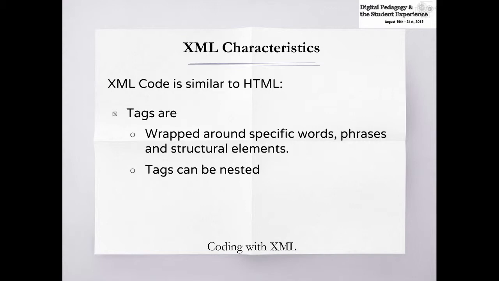XML code is very similar to HTML in that it has tags, and these tags are used to wrap around specific words, phrases, and structural elements. Wrapping a tag around a word or phrase, etc., allows the user to provide detailed information about the text. We'll look at that more closely. The other thing is that tags are nested. Part of creating an informational structure, tags are placed within root tags that provide a general top-down description. Each nested tag provides additional details.